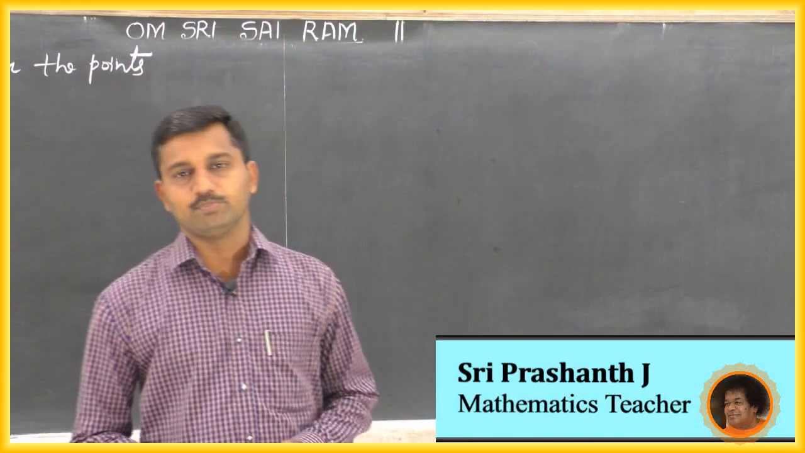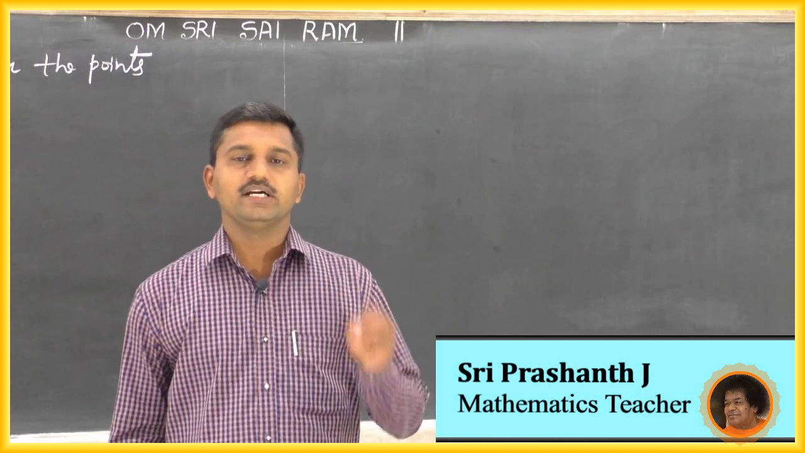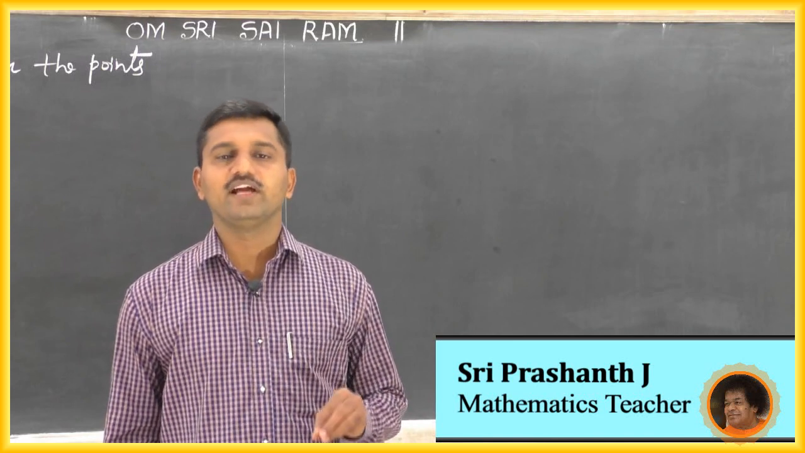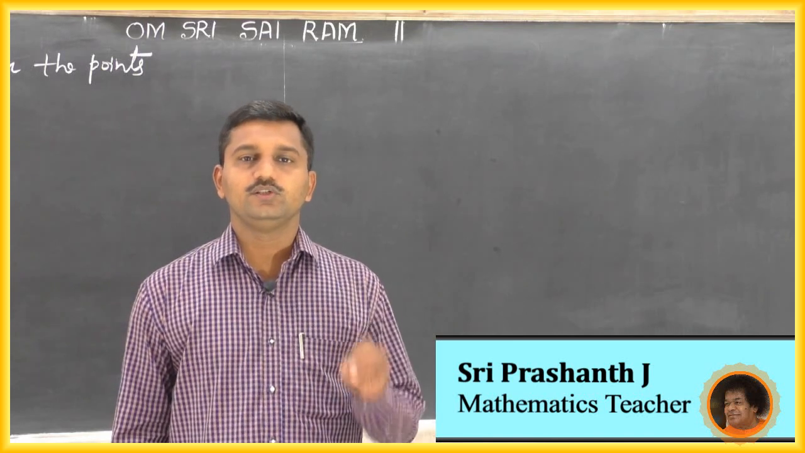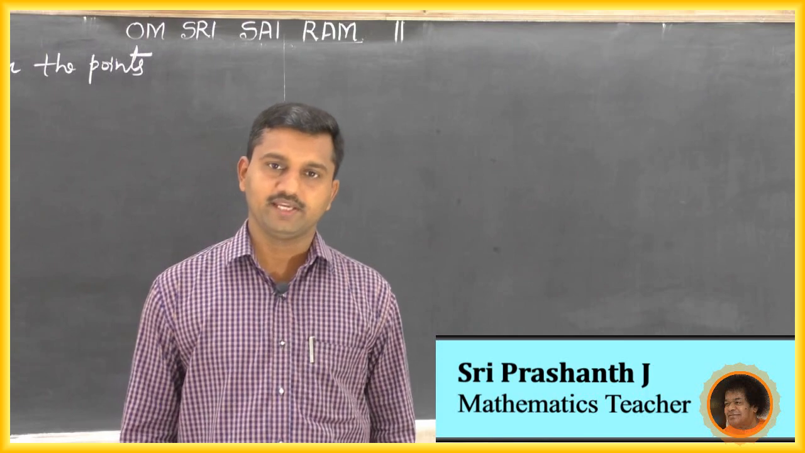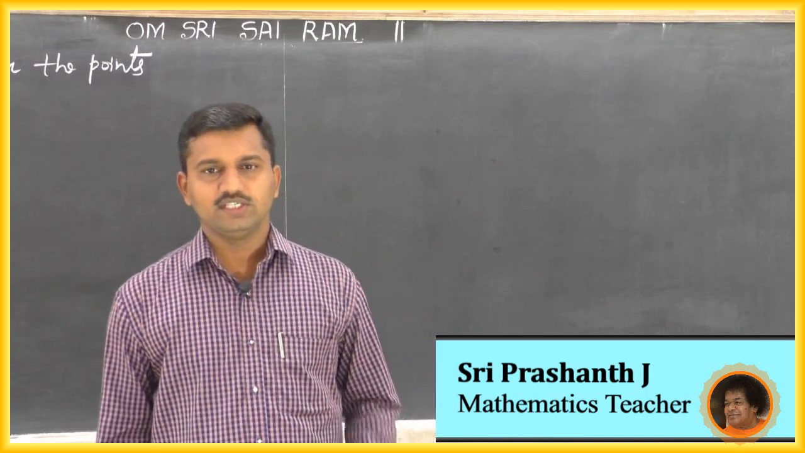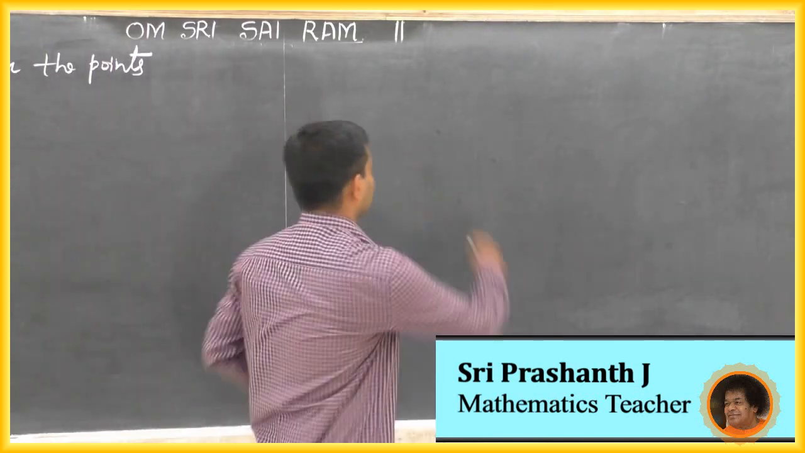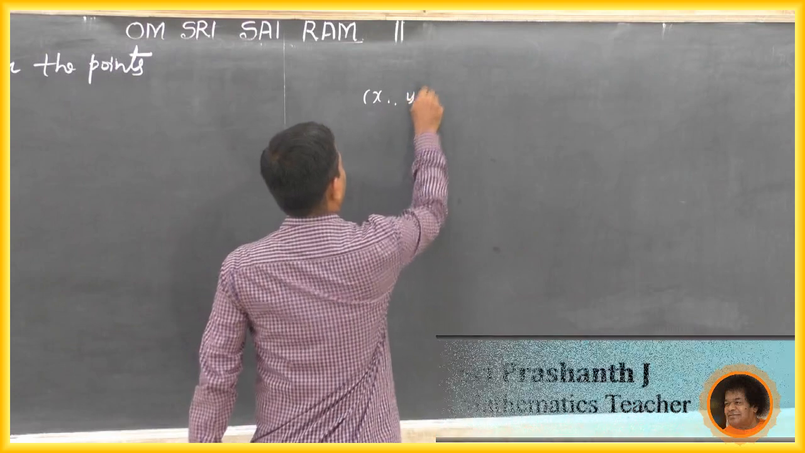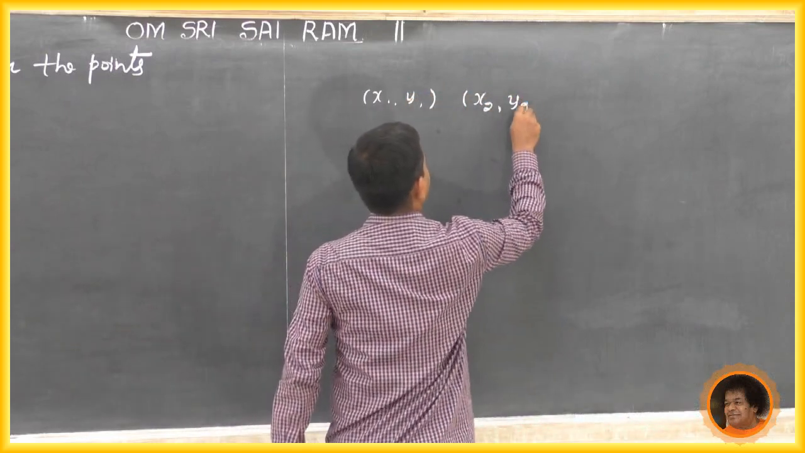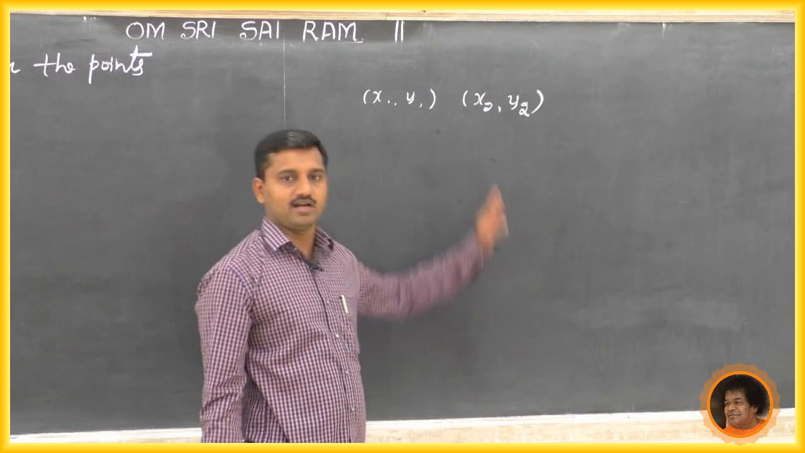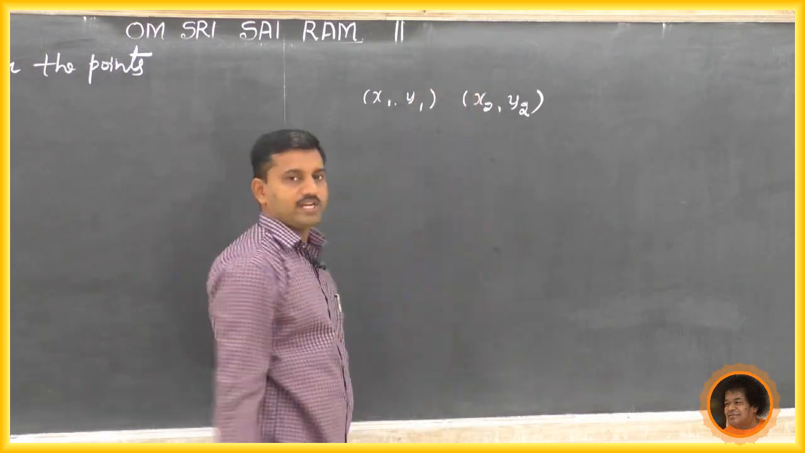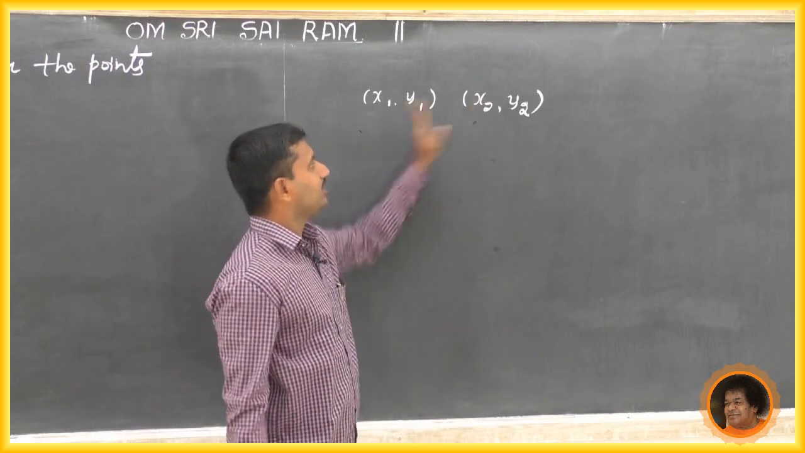Dear students, in the previous class we discussed the basics of coordinate geometry and the formula to find the distance between two points on the Cartesian plane, as well as some problems. Just to recall what we studied: if x1, y1 and x2, y2 are any two points on the Cartesian plane, what is the distance between these two points?